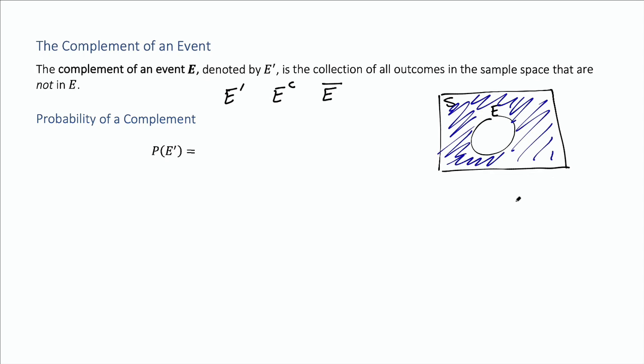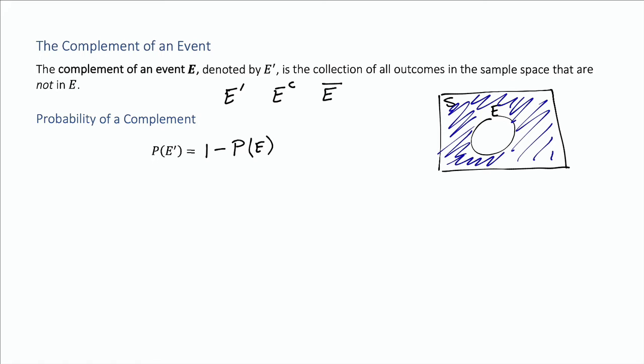The probability for our entire sample space is just 1, right? No matter what happens, it's going to be in our sample space. So if I want to get stuff outside of E, I'm going to do 1 minus the probability of what's in that event E. So 1 minus the probability of E. That's our complement rule, and sometimes it simplifies our work a lot.